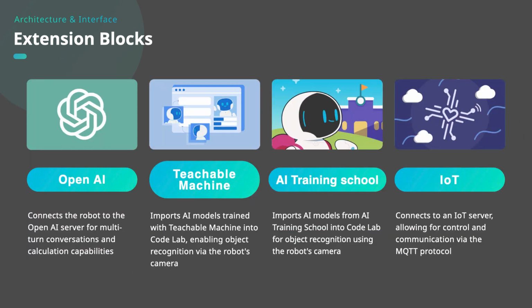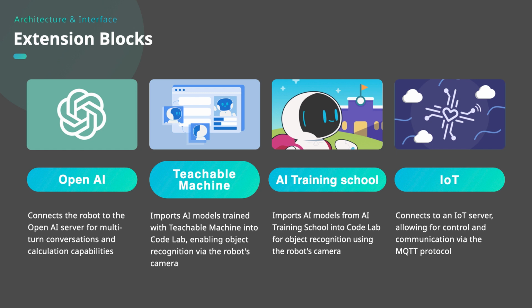There are 4 main types of extension blocks: OpenAI, Teachable Machine, AI Training School, and IoT. OpenAI block connects the robot to the OpenAI server, enabling multi-turn conversation capabilities and computation functions. Teachable Machine block, developed by Google. Teachable Machine is an open-source tool that enables object training through a computer's camera without programming experience.